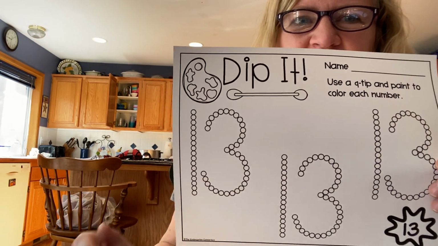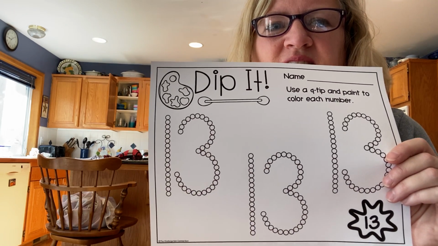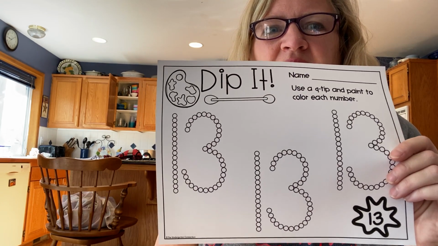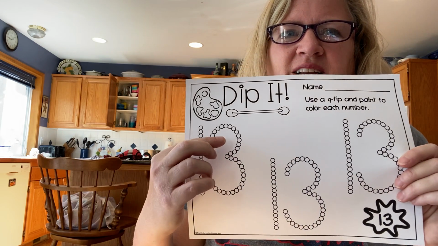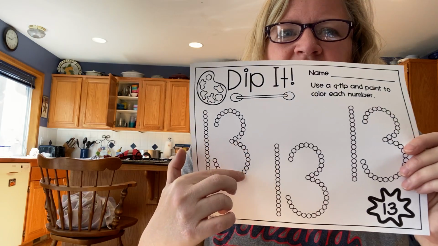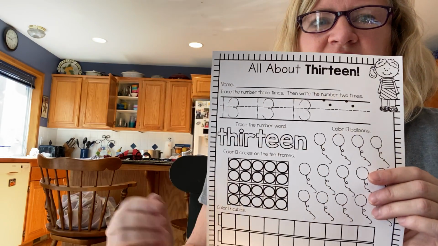Okay, good job. We're going to do the infamous dip it. So you can use a Q-tip and paint, or you can use your markers or your crayons or your colored pencils, and you can practice making 13. A 1 and a 3. There we go. And then the second sheet is called All About 13.